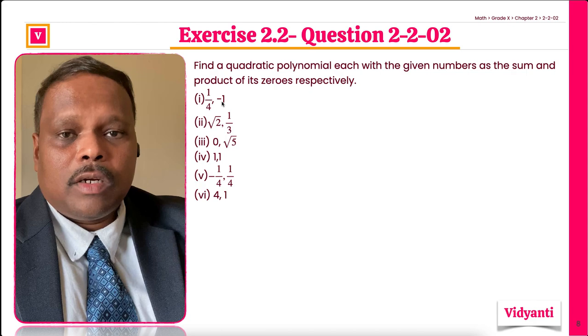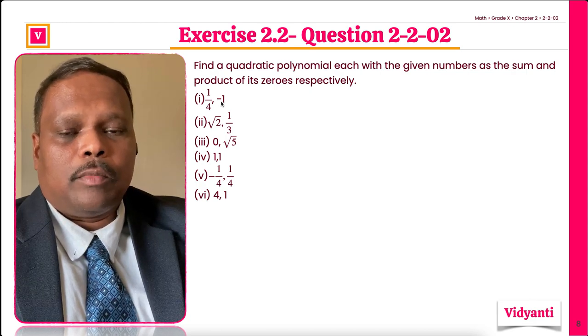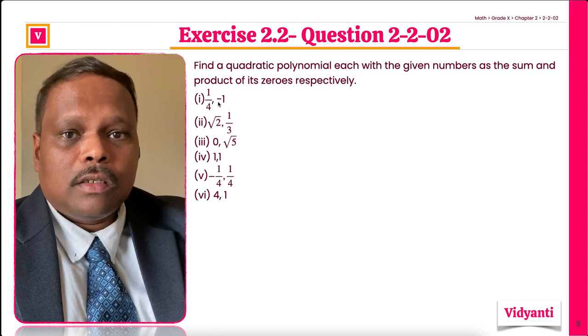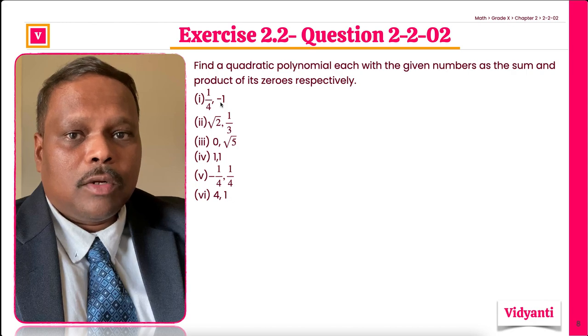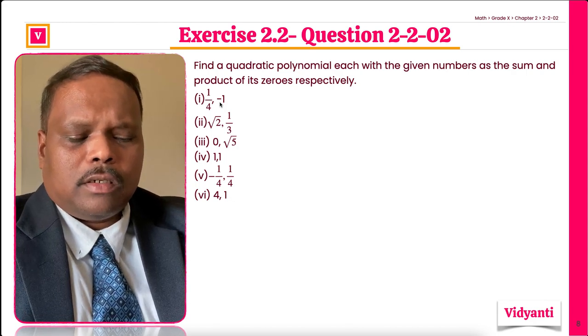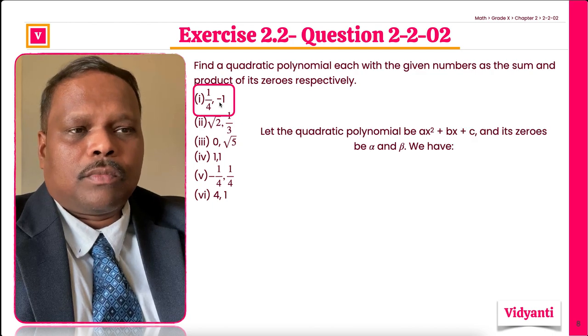And the second number is the product, multiplication, of the two roots of that polynomial. We have to construct a polynomial such that the sum of the roots will be the first number, and the product of the roots, multiplication of the roots, will be the second number. So let's see the basic concepts regarding that. Let's begin with the first question.